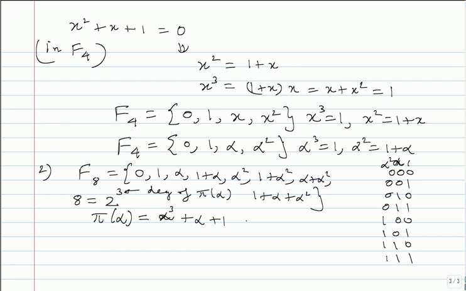As I've been saying all along, eventually we'll see any two fields of the same size are essentially the same. They're isomorphic. So it shouldn't really matter which pi of alpha I pick here. So you can just pick the first one you get. You'll see later on if you make an intelligent choice, your arithmetic will get much simpler. You might want to make that intelligent choice later on, but for now we'll just pick this. This is a good enough choice.